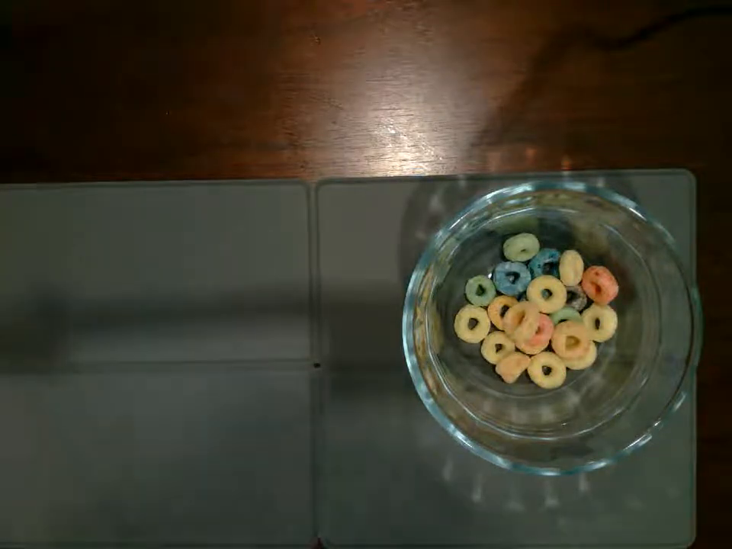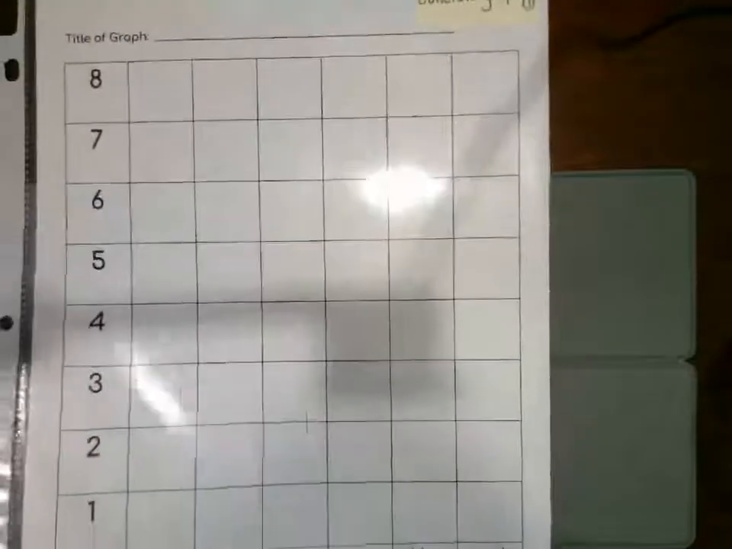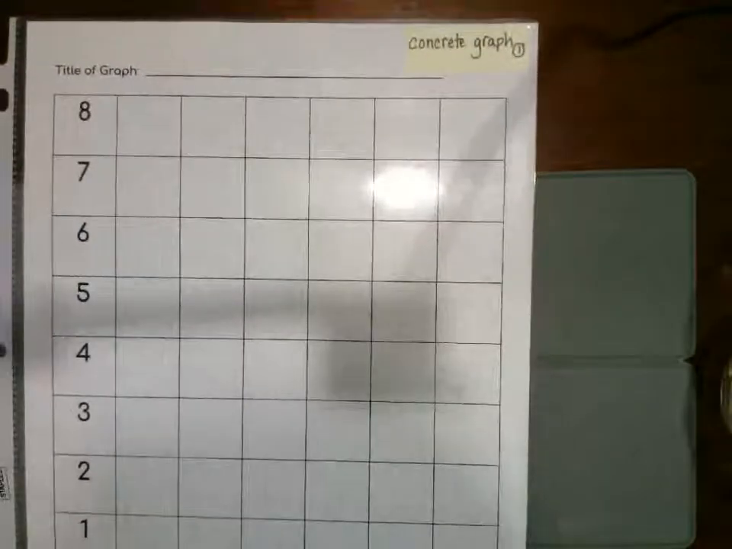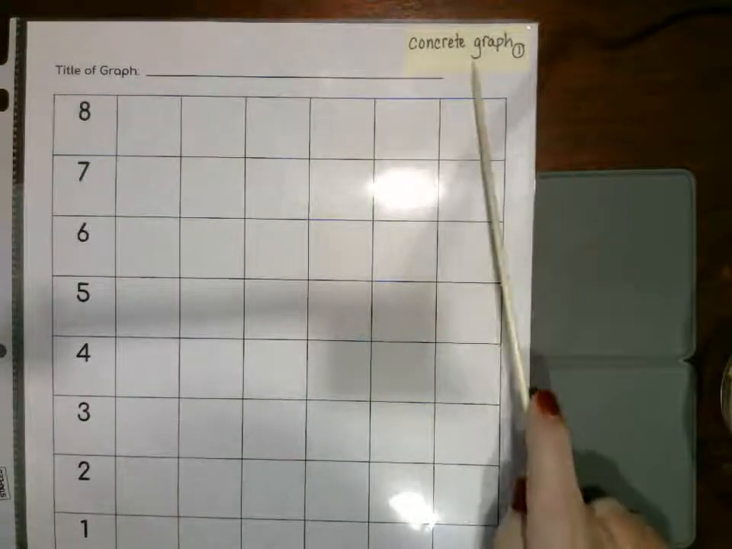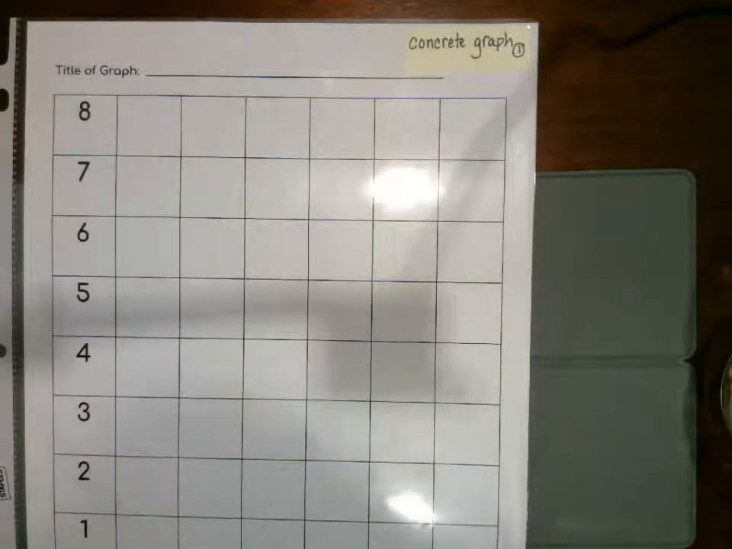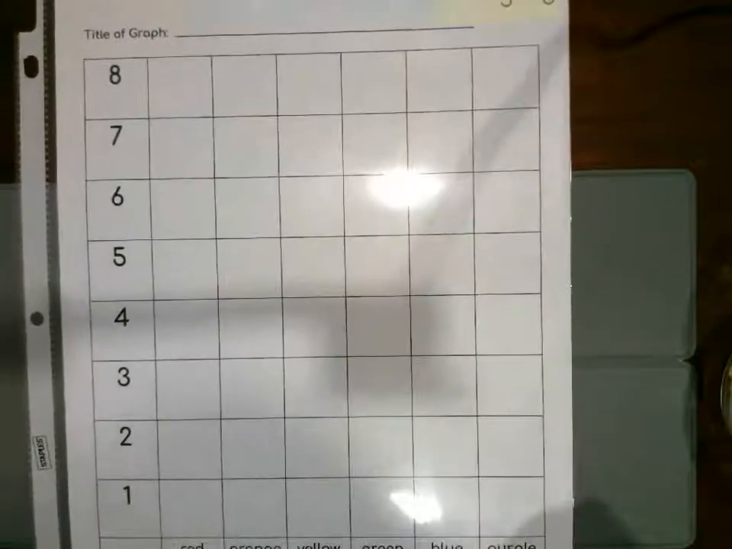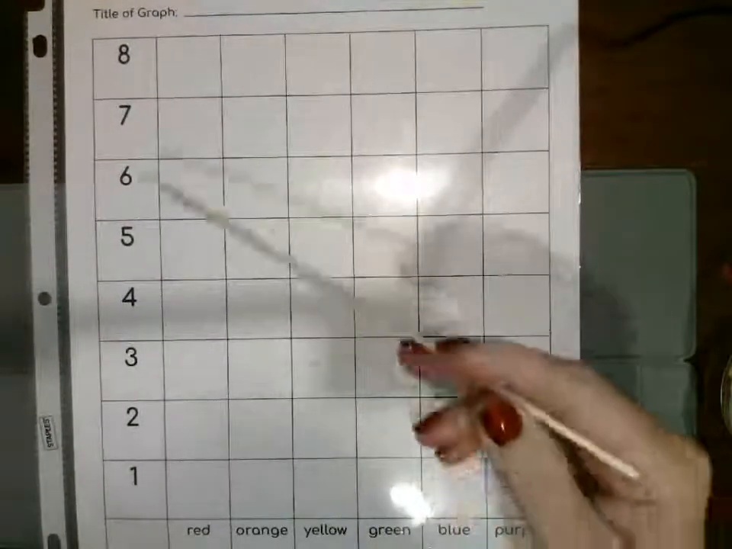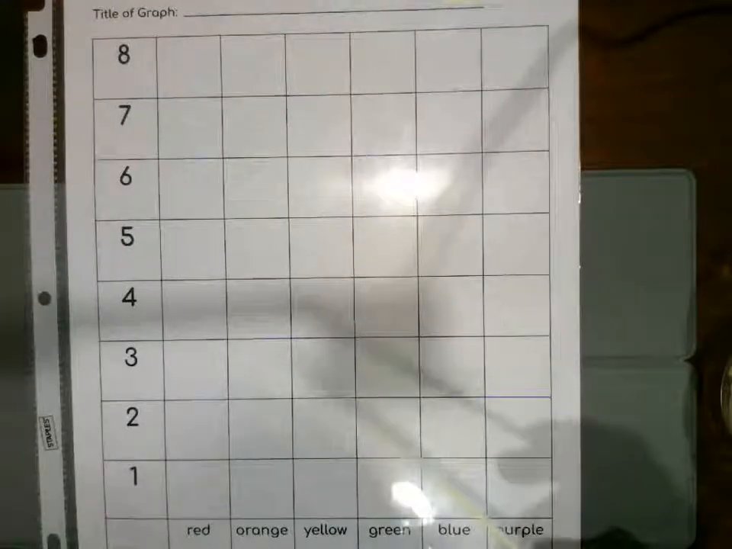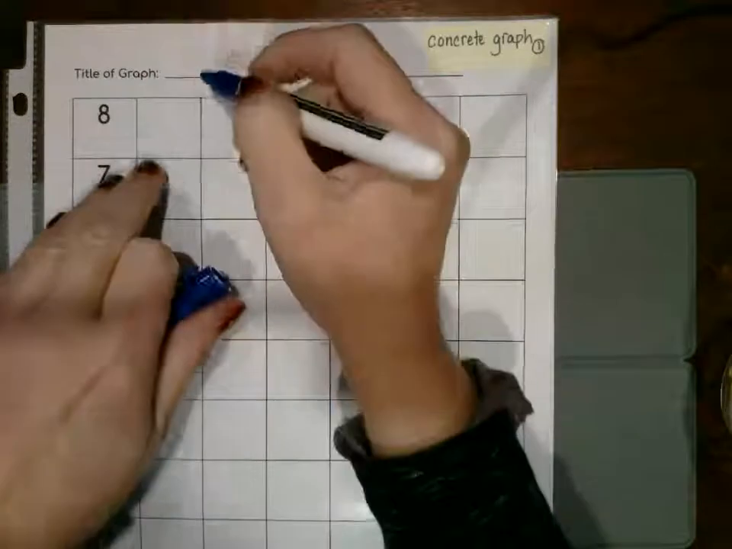One way that we can represent data is with what we call a concrete graph. A concrete graph is a type of graph where we use the actual objects on the graph. When we create graphs, we always want a title for our graph, and we want headings along the bottom and along the sides. So the title of my graph is going to be Colored Cereal.